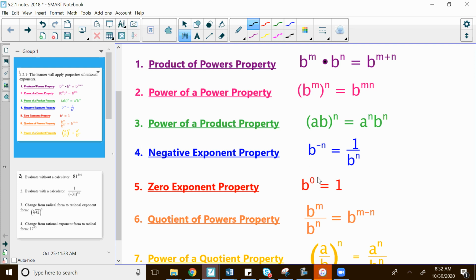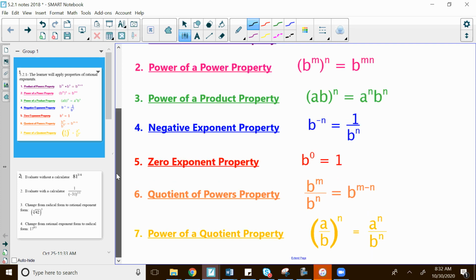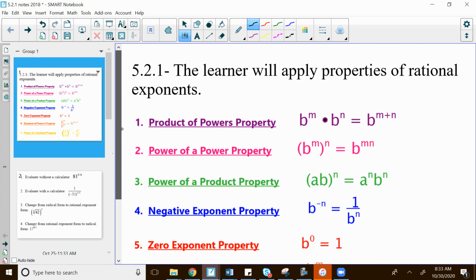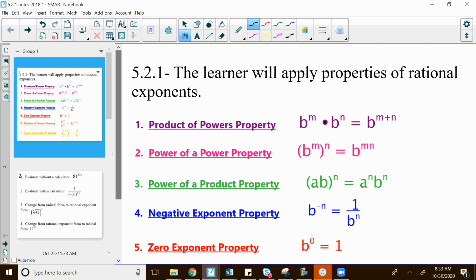Anything to the 0 power is 1. Anytime you're dividing things with like bases, we are subtracting the exponents. And lastly, if we have a fraction all being raised to a power, then we're going to distribute that power both to the numerator and the denominator. So you already know this. Today we're going to use these properties with rational exponents.